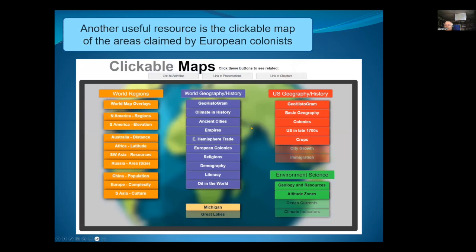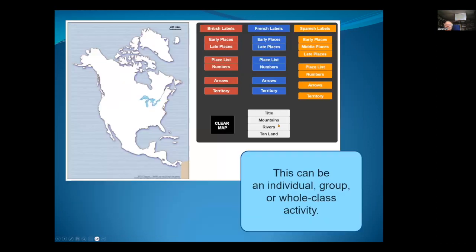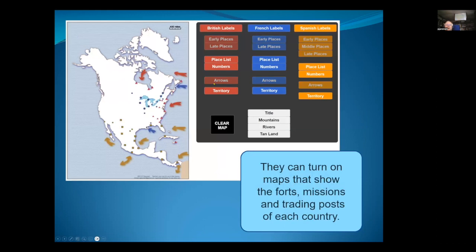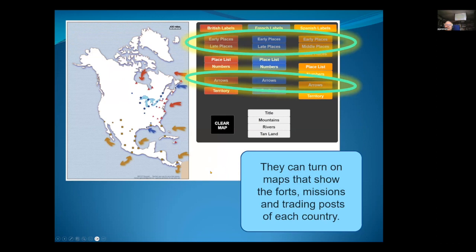A third way that you could approach this whole story is through the clickable maps. And there is a clickable map about the colonies. If you go to that clickable map, this could be individual, group, or whole class. You click on the places and the arrows, those buttons there, and you can make an activity about this right now.